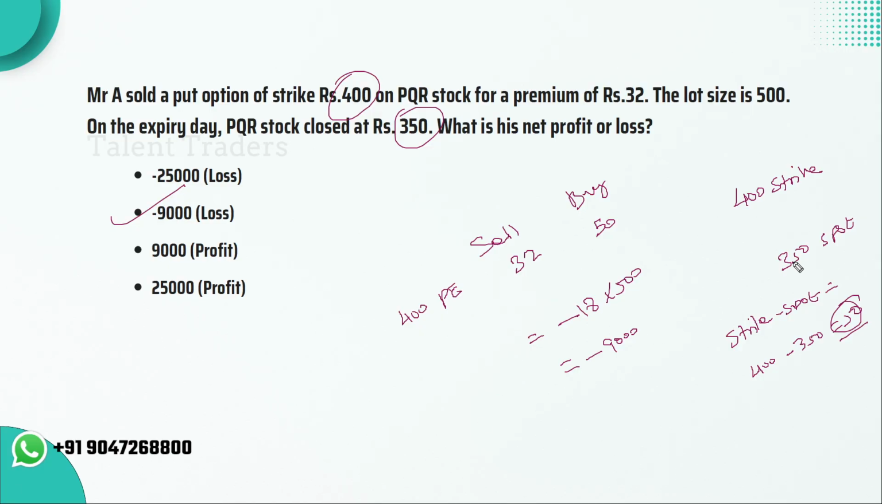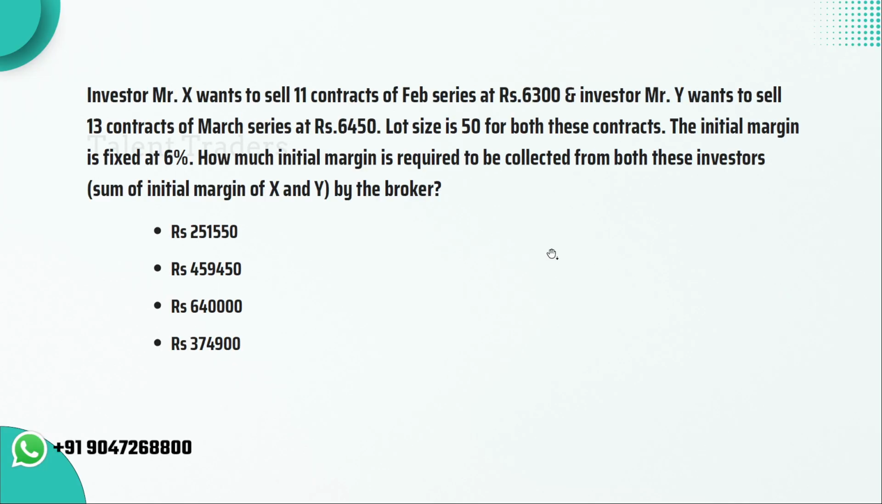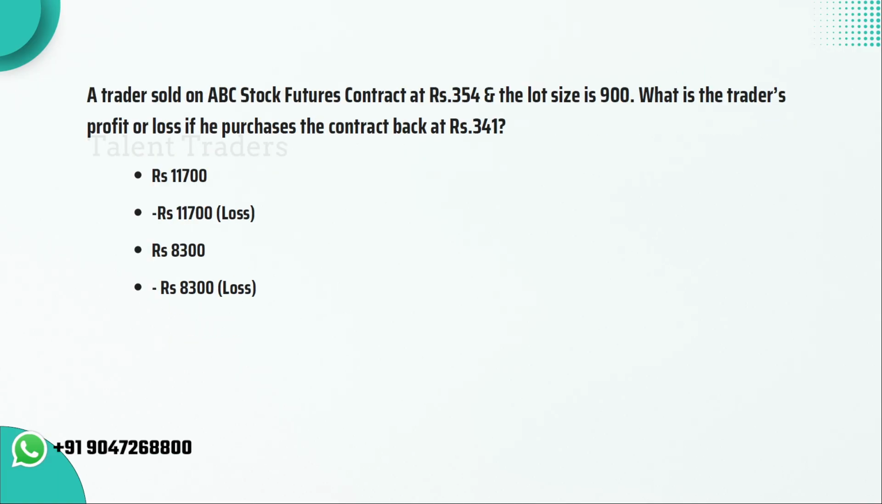Simple logic which you are going to apply here: in this case the buying or selling price is given, but it doesn't give you the exact closing price. We need to calculate the intrinsic value of this settlement price, and we find the answer. And an investor bought 11 contracts of February series, and wants to sell 13 contracts, same initial margin 6%. It is the same pattern which you have already discussed, so you can try this one and find the answer.